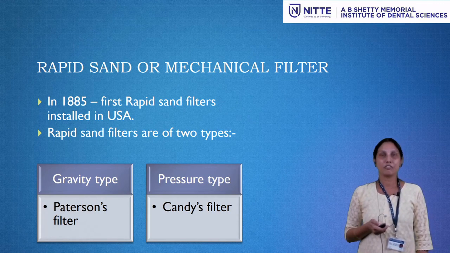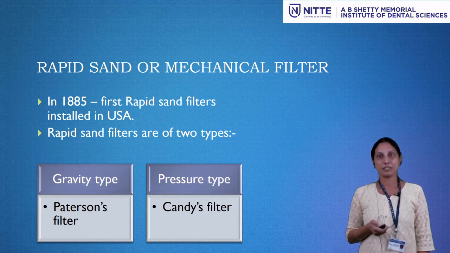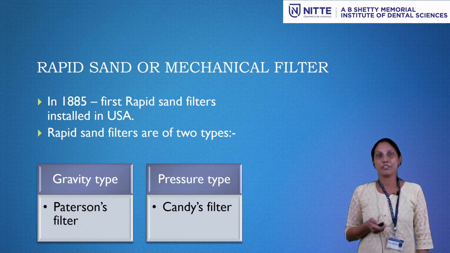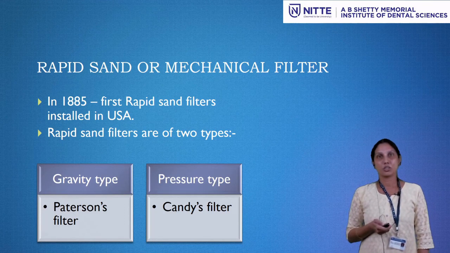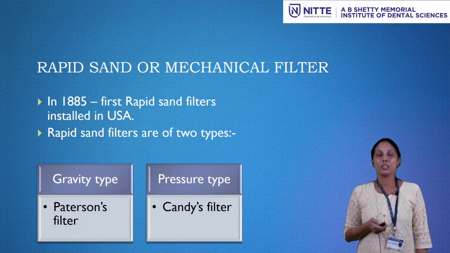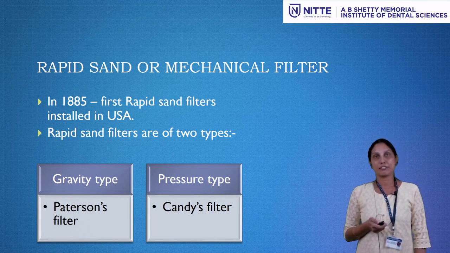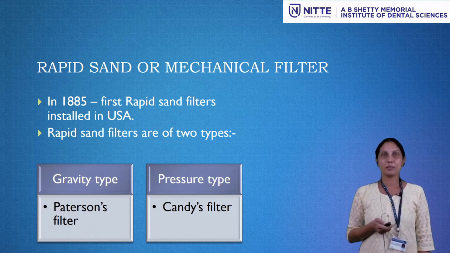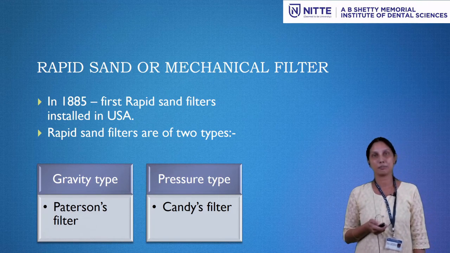Rapid sand filters are also called mechanical filters. The first rapid sand filters were installed in the USA in the year 1885. There are two types of rapid sand filters. One is the gravity type and the second is the pressure type.